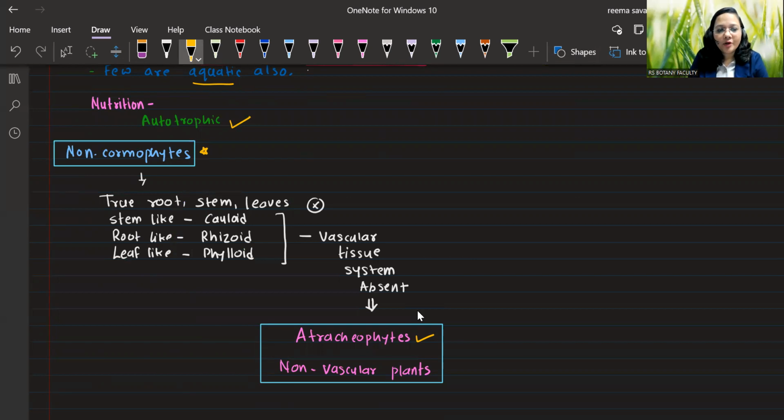So they do not have root, stem, leaves, but they have something like that. If something like that is there, we use the term oid. So stem like caulloid, root like rhizoid. You already know rhizoid is related to root, and leaf like structure is known as phylloid. So they have stem like caulloid, root like rhizoid and leaf like phylloid.